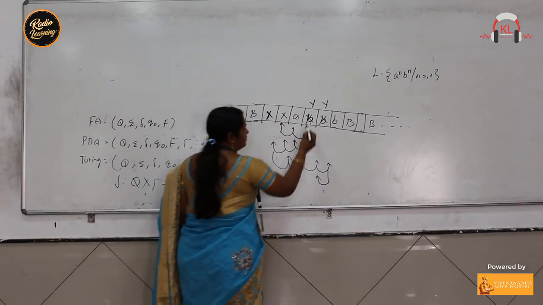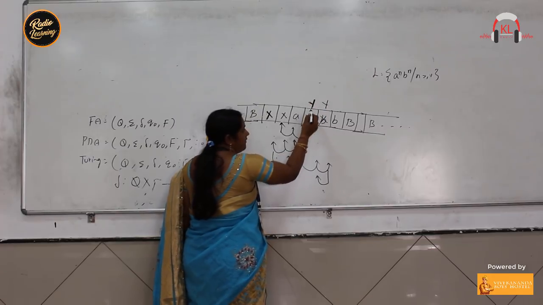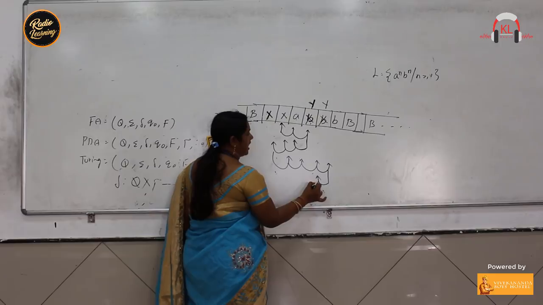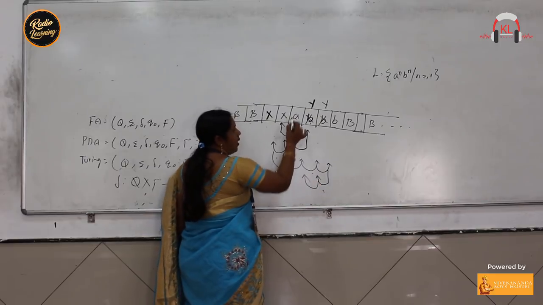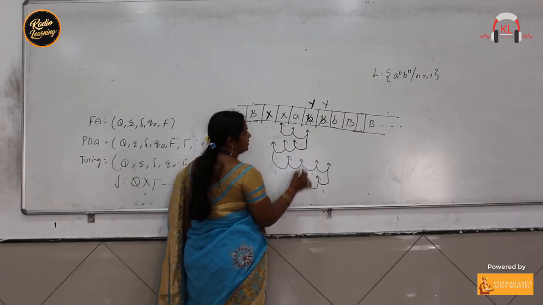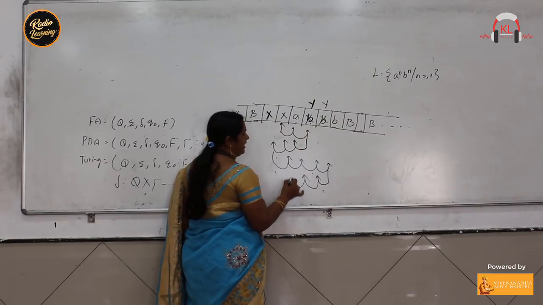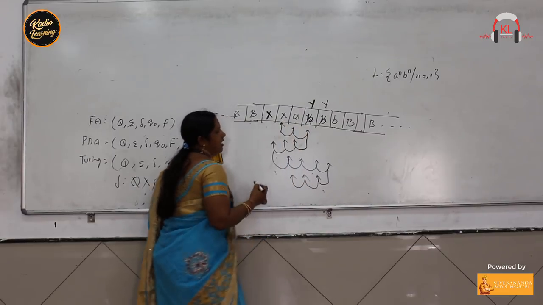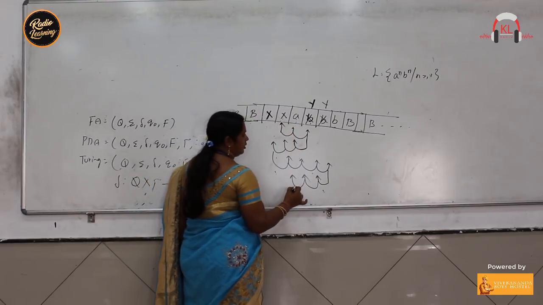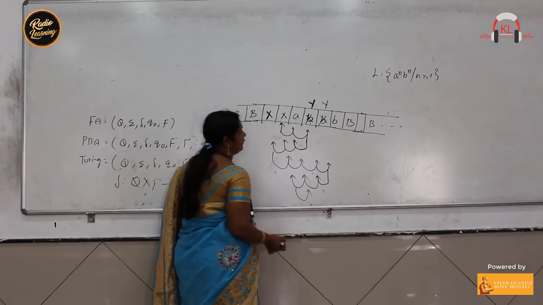Now again, I'm seeing Y in my path. Whenever you see Y in my path, I'm keeping Y as it is, and I'm moving left again. Now I'm seeing A. Whenever you see A here, I'm keeping A as it is and moving left. Now I saw X. Whenever you see X, then move right. The finite control unit is moving right.